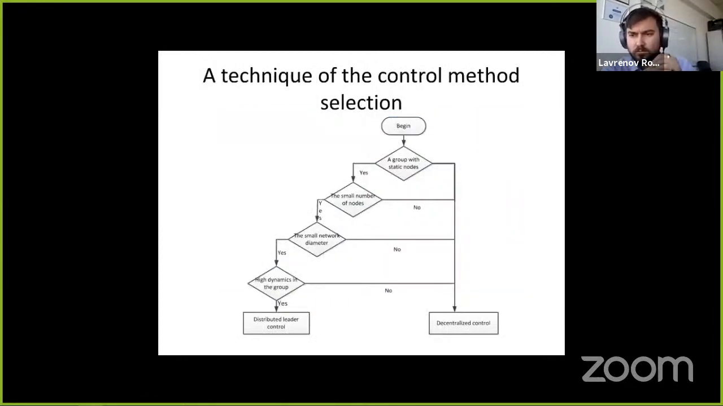From this, the following technique was developed, and one can see that the main feature which can help us to choose the appropriate monitoring and control method is a group with static nodes. If we have them, so we can try to choose the method with the distributed leader. In all other cases, the decentralized control is much more preferable.